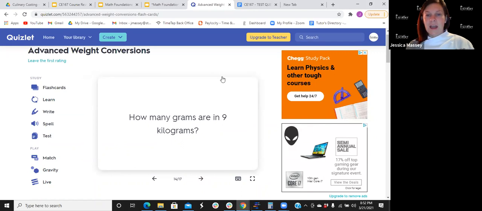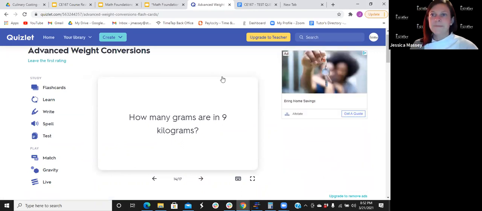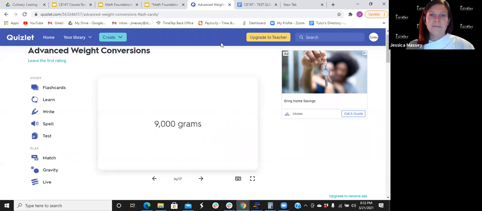How many grams are in 9 kilograms? See, again, it's right where my head goes every time. Well, you know, there's 1,000 grams per kilogram. Multiply that by 9, and you should end up with 9,000. Nice job. See a bunch of right answers in the chat.